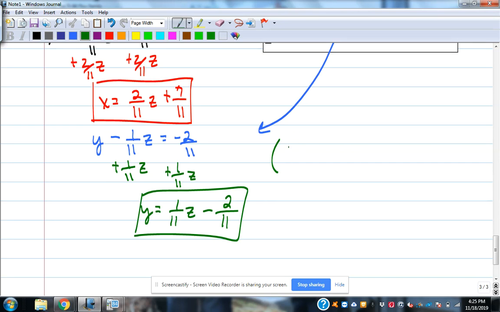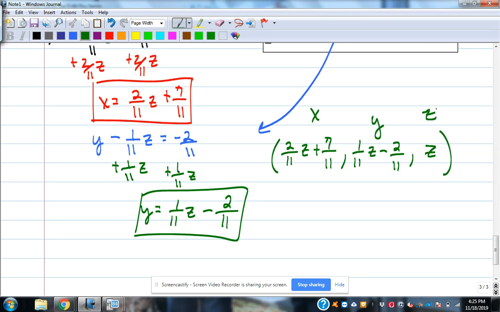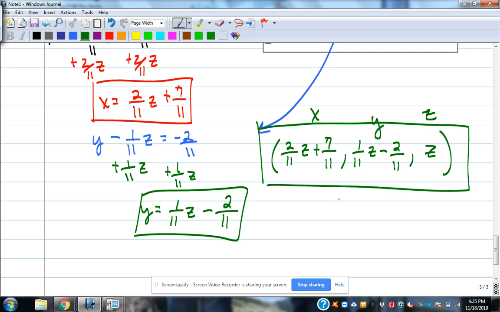And then you write the ordered triple: 2 over 11z plus 7 over 11 goes in the x spot. In the y spot, you're going to write 1 over 11z minus 2 over 11. And in the z spot, since we're writing it in the form of z, you just put z. And that is the ordered triple that is the solutions to that.